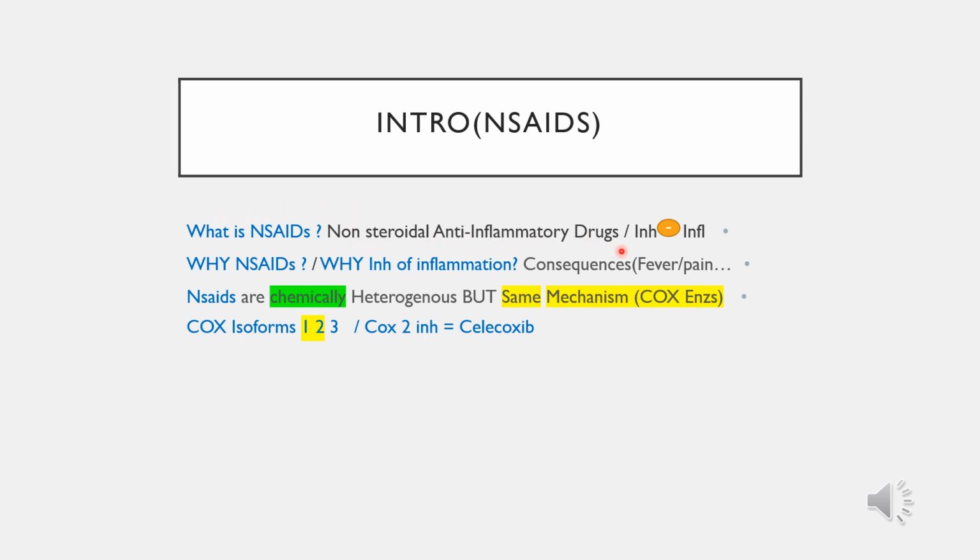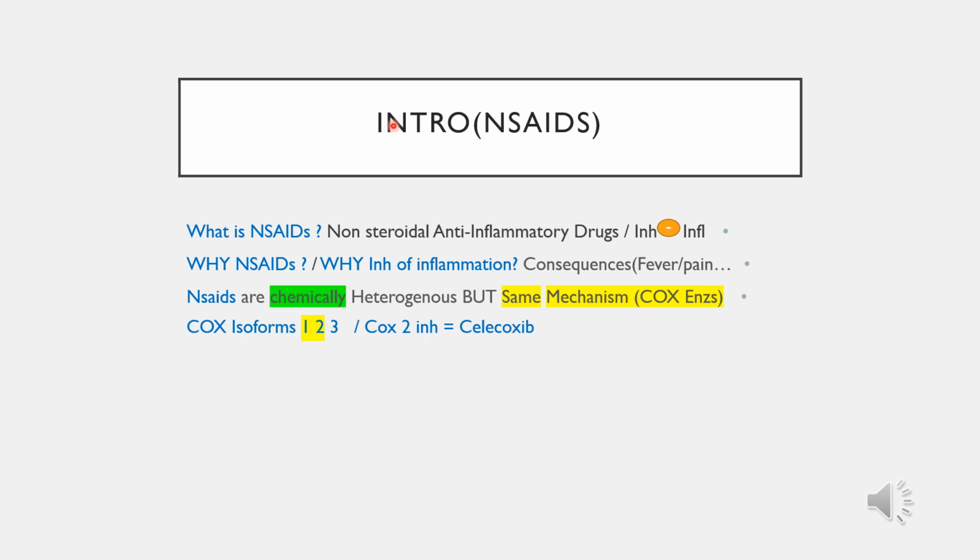It means we have chemically a non-steroidal backbone of drugs. It means we have a non-steroidal structure drug that can inhibit the inflammation, can suppress some part of the inflammation cascade.